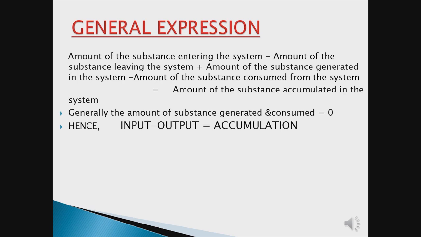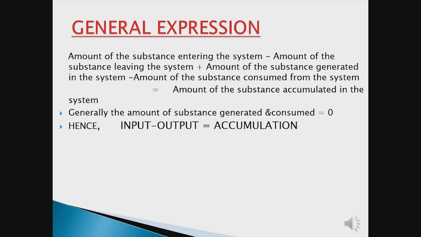So plus amount of substance generated in the system, and inside the distillation something is generated, right? And again minus amount of substance consumed from the system, and from that feed something is consumed by this distillation column. So after doing all this, it is equal to the amount of substance accumulated in the system. So something is accumulated in this distillation column, which equals what I've said earlier.